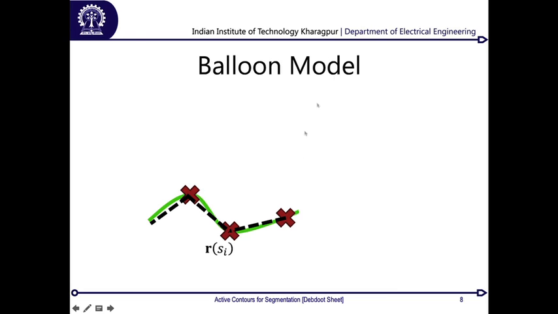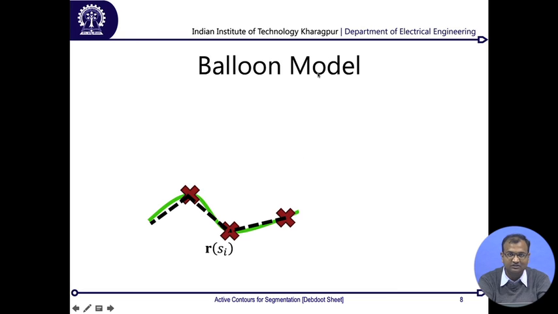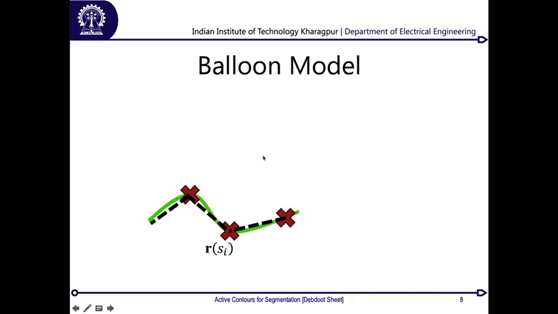In order to get rid of that, we have a new kind of model which introduces another force, a drift force, and this is called the balloon model. What it does is, assume that you have some sort of a balloon which can constrict itself to a volume of 0.